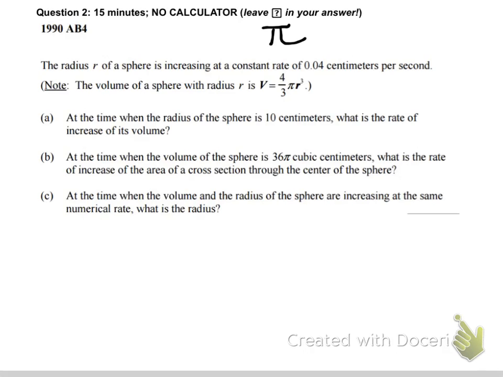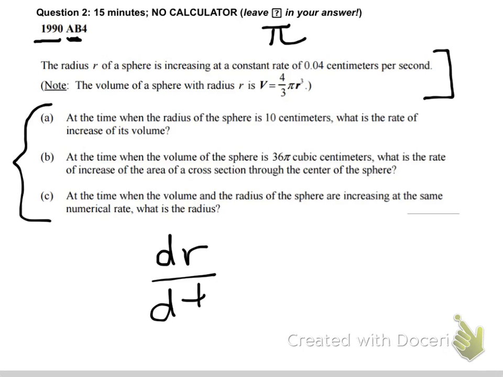It is a question from the AP Calculus 1990 test, and it's from Calculus AB, which is the level that a lot of your friends are taking. So let's start with what we're given. We're given that the radius r of a sphere is increasing at a constant rate of 0.04 centimeters per second. When they give you information like this before the A, B, C, that means that this is probably going to be information that's going to be used throughout the problem. So in all of the parts of the problem, we already know that dr over dt is going to equal 0.04 centimeters per second.